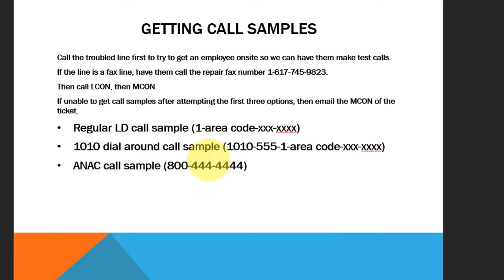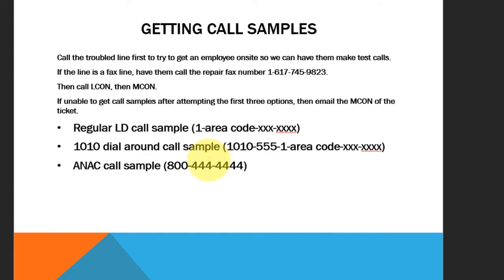And then the third one is called the ANAC call sample, and it's just a toll-free number. It's 800-444-4444. That number is an identification number. So you can try it. Feel free to pause the video and try it if you would like. You can call from your cell phone. You can call from any number.